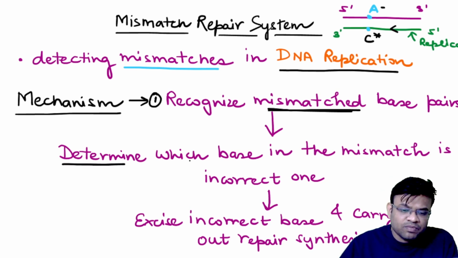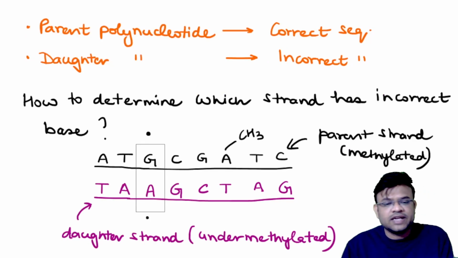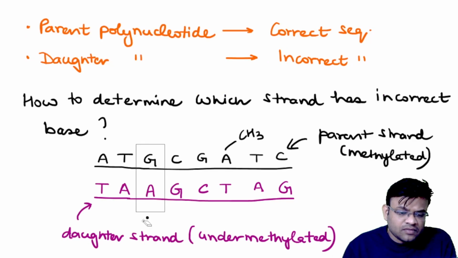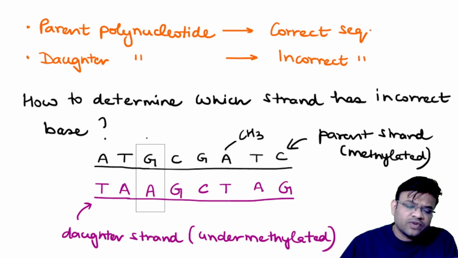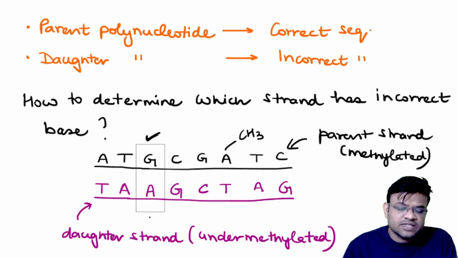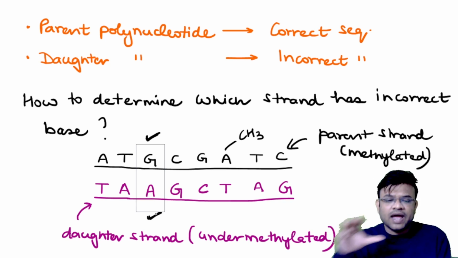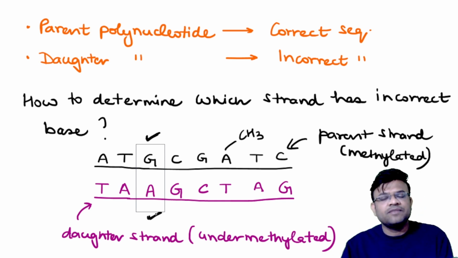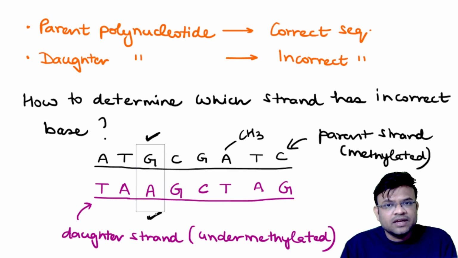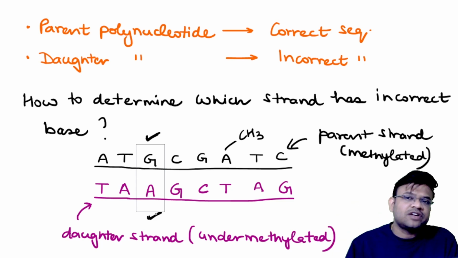Now this again raises a question in our mind, which base in the mismatch is the incorrect one? What is meant by this? Let me come back to this particular slide. Now you can see that in the main strand you can see guanine present over here, and in the next strand you can see adenine present over here. Now the problem is, when the repair system will arrive at this particular point, how will the repair system identify which strand is the original strand, the main or primary strand, and which strand has been replicated recently?